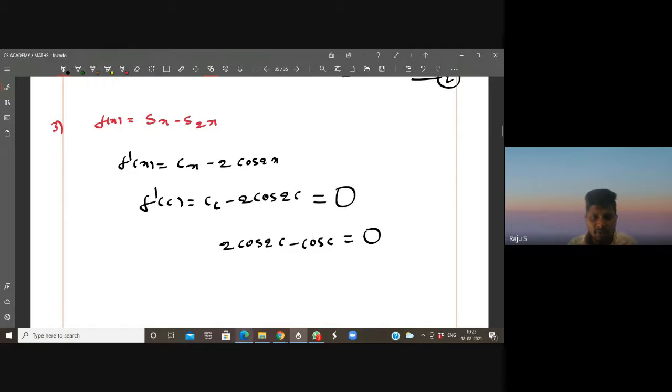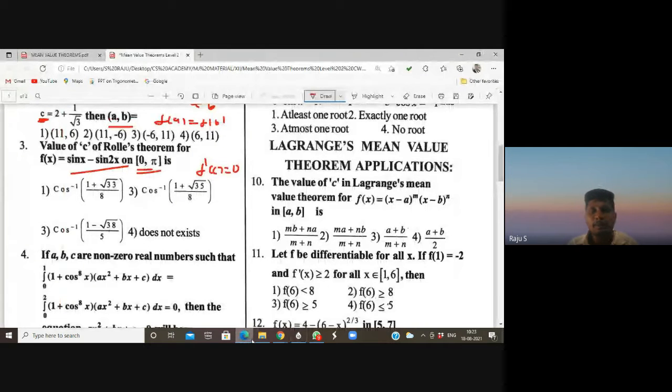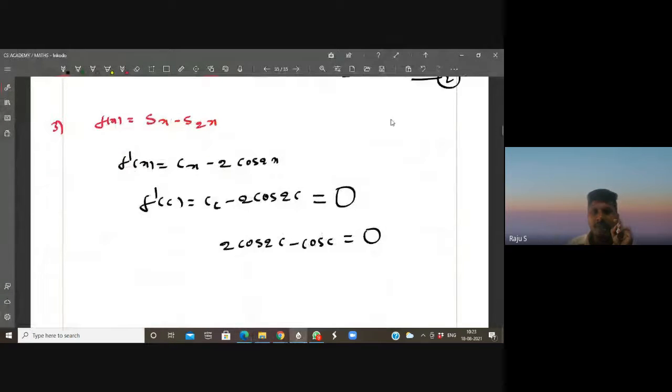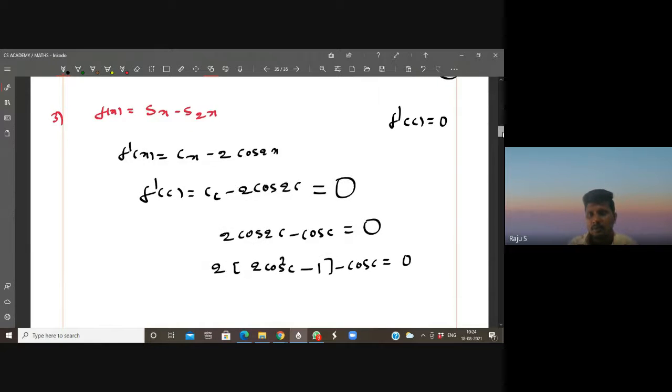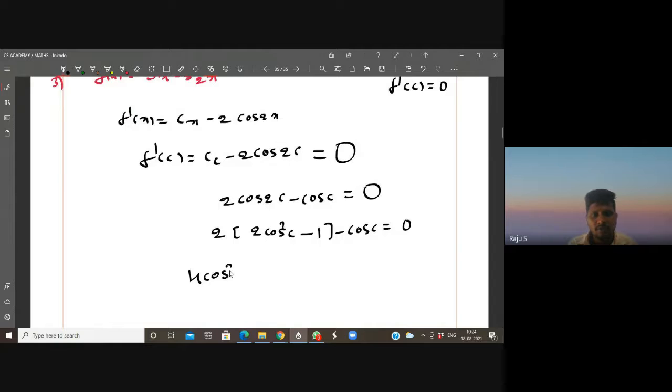The thing is, directly they are asking c, which means it satisfies Rolle's theorem, so you can take the Rolle's theorem condition f dash of c is equal to 0. For that, I want to find f dash of c. f dash of c is cos c minus 2 cos 2c. After that, the cos 2 theta formula is 2 cos square theta minus 1. So 4 cos square c minus cos c minus 2 is equal to 0.